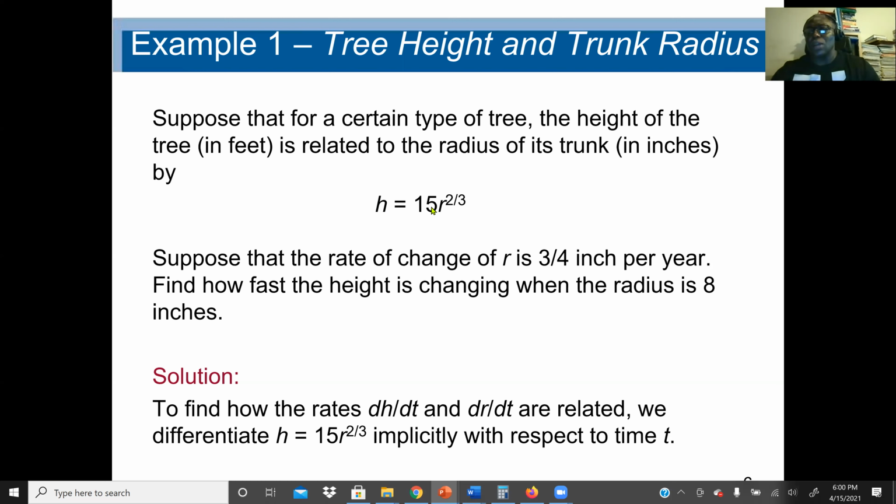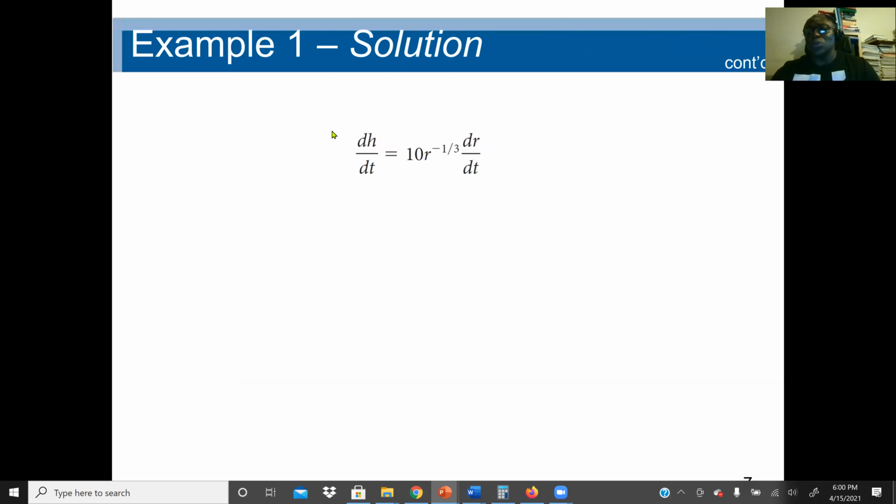So we get 15 times 2/3. 15 times 2/3 will give us 10 because 15 times 2 is 30, and 30 divided by 3 is 10. So that's why here we have dh/dt. The derivative of h will be 1 times dh/dt. Then the derivative of r, if it's only r, it will be 1 times dr/dt, but it's r to the 2/3, so 2/3 minus 1 will give you negative 1/3. Then 15 times 2/3 will give me 10.